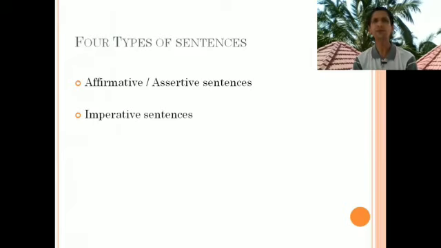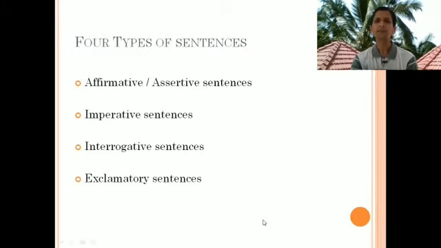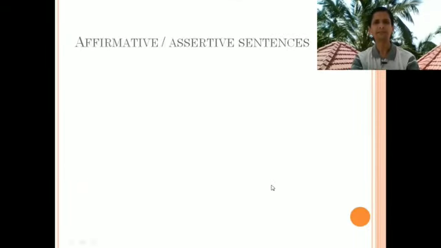The next kind of sentence is an imperative sentence. Imperative sentences are of two kinds, requests and commands. The third category of sentences are interrogative sentences, or simply put, questions. And the last category of sentences are exclamatory sentences, or sentences which express happiness, grief, wonder, surprise, etc. Now, let us see what these different kinds of sentences are. How do these sentences differ from each other?